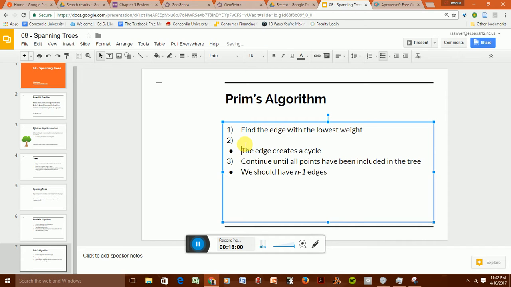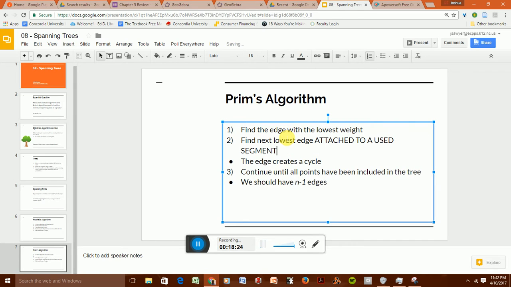So step 2 changes. So find next lowest edge, and I'm going to put this in caps, ATTACHED to a used segment. All right. Unless the edge creates a cycle, and then we're going to continue until all points have been included in the tree. So let's go back to our diagram.